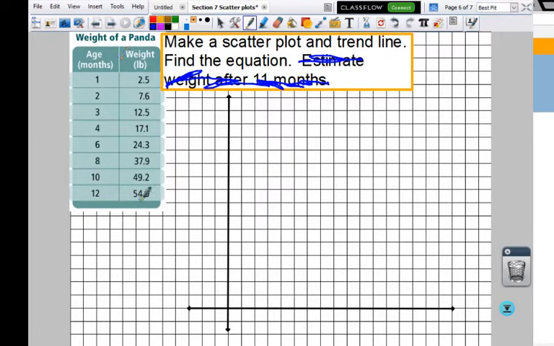Okay, let's look at our x. What's our biggest x? 12. You want to go by ones? Ones are fine. Going all the way to 12 is fine. And if you go by ones, you don't need to actually write your numbers down. You only write your numbers down when you go by something other than 1. What's your biggest y? 54.9. What do you want to go by?